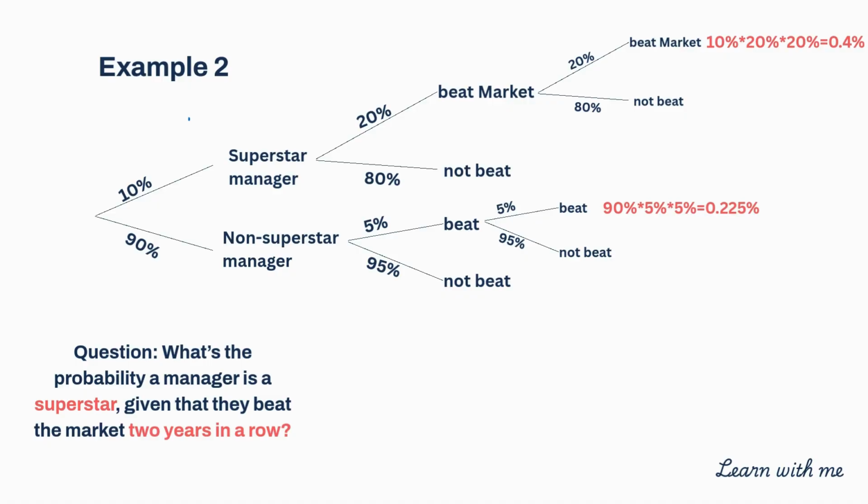Now of all the managers who beat the market twice, what fraction are superstars? That's 0.4% divided by 0.625%, which is about 64%. So if a manager beats the market 2 years in a row, there's a 64% chance they're a superstar. That's a big jump from the 31% we had after just 1 year. So you can see, more evidence dramatically increases our confidence.